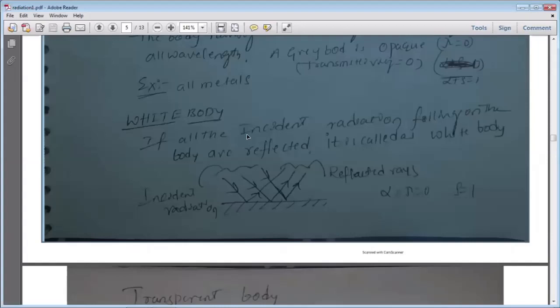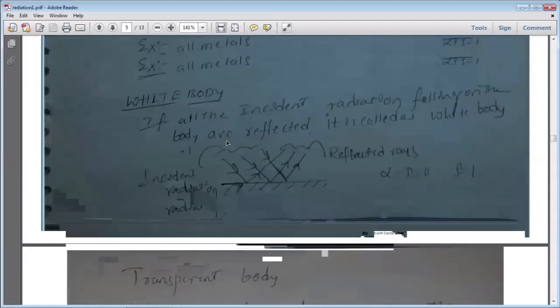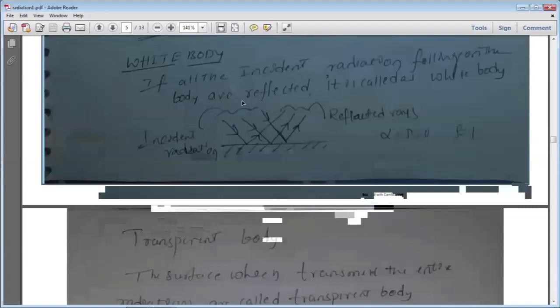So a mirror is considered a black body, sorry, a white body. We can consider the mirror as a white body because it will reflect whatever incident rays fall on it, which are used in the solar system. For the white body, alpha is equal to 0 and tau is equal to 0, but the reflectivity is equal to 1. This is called the white body.